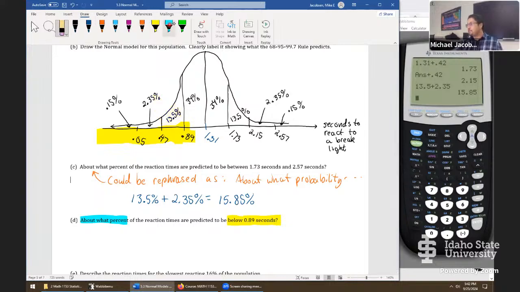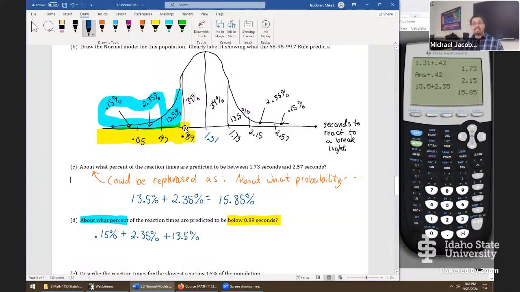Then once we find the region we're dealing with, below 0.89 seconds, we grab these percentages. It asks for about what percent, and so we'll grab these. So we're just about there. We take the far left tail, we calculate this one to be 0.15%. Add the next region, 2.35%. So up to here. Then we stop at this one, 13.5%, only because it said below 0.89 seconds. So we can't go any further to the right. Does that make sense to folks on how to grab those percentages?